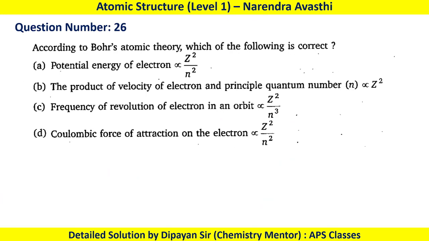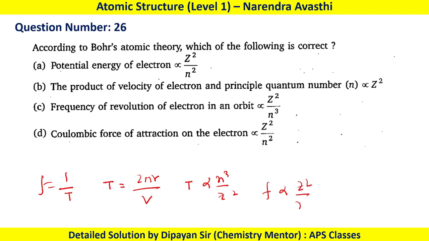In question number 26, according to the Bohr atomic theory, which of the following is correct? If we calculate the frequency of revolution, it will be 1 by time period, and time period is nothing but 2 pi r divided by v. As we know, time period is directly proportional to n cube by z square, so frequency will be directly proportional to z square by n cube. So for question number 26, option C should be the correct option.